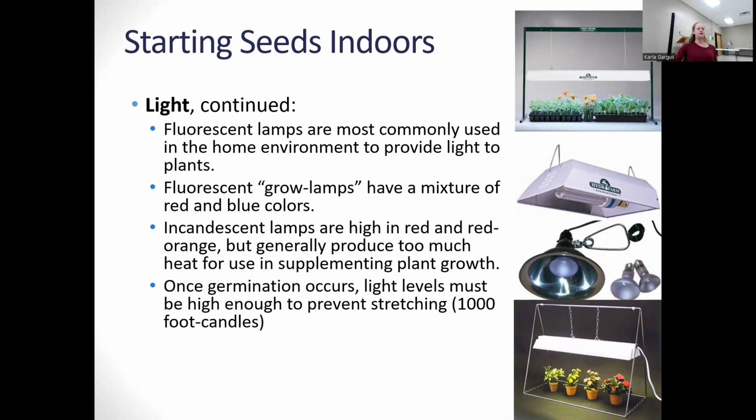So again, once germination occurs, your light levels must be high enough to prevent stretching, and they consider that about 1,000-foot candles. Again, as we've shown here, you want to just keep the light as close to the plants as possible, and you can make your own. Just buy a fluorescent light, and maybe build a little cage to hold it up, and put your light on a chain to where you can easily lift it up and down.